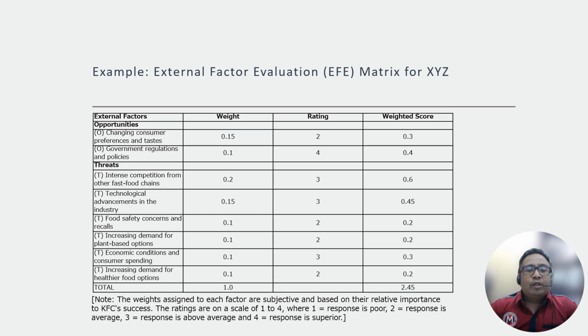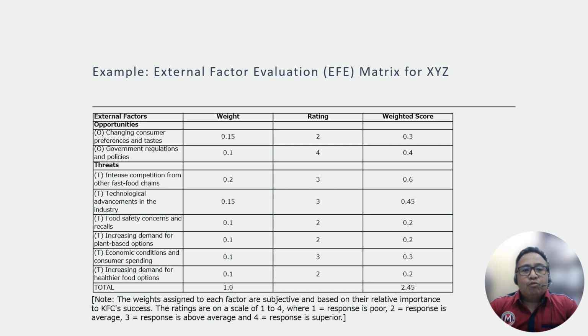Government regulation and policies is an opportunity with a weight of 0.1, with a rating of 4 and a total weighted score of 0.4. This opportunity indicates that favorable government regulation and policies can create business prospects. The high rating of 4 signifies that the organization is well positioned to leverage these regulations to its advantage.